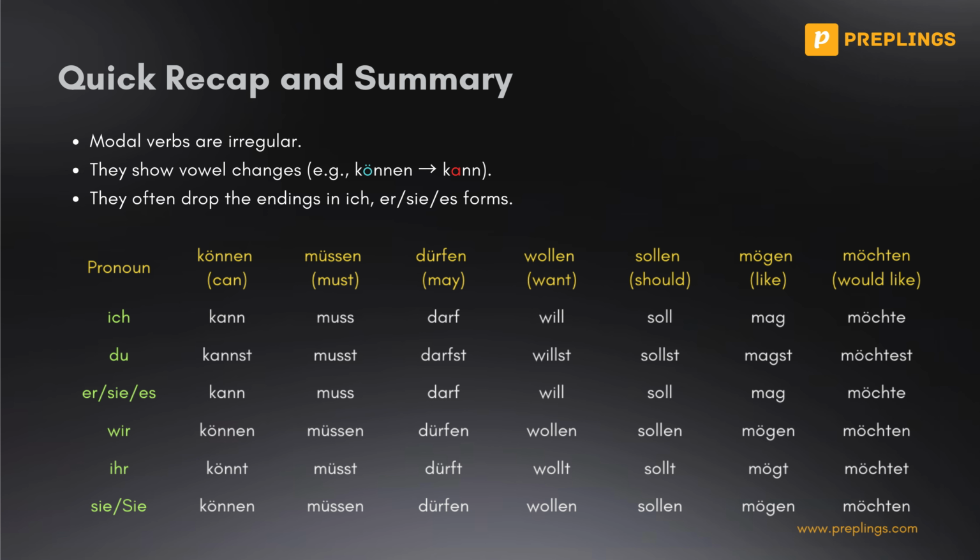Also, they show vowel changes. For instance, können becomes kann. Notice how ü changes to a for the ich, du, and sie/es forms. They often drop the endings in ich, sie/es forms. They all share the pattern of no e ending in ich and sie/es forms. This makes them distinct from regular verbs. Here is the snapshot of all modal verbs with their verb conjugation for your quick reference.